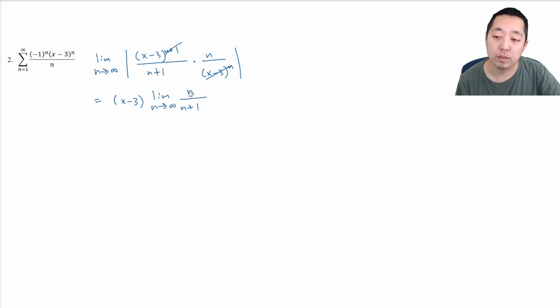And remember, you just look at the dominant terms, or you can use L'Hopital's rule, because it's going to be infinity over infinity. But you'll find that this limit is 1, so this limit is the absolute value of x minus 3. Now, this has to be less than 1 to be convergent, right? That's what the ratio test is. The ratio of those terms has to be less than 1. So when you have it in this form, this is the radius. The radius is going to equal 1.